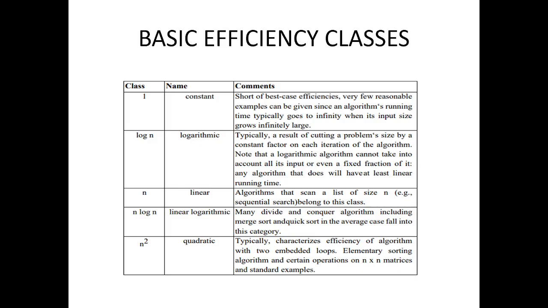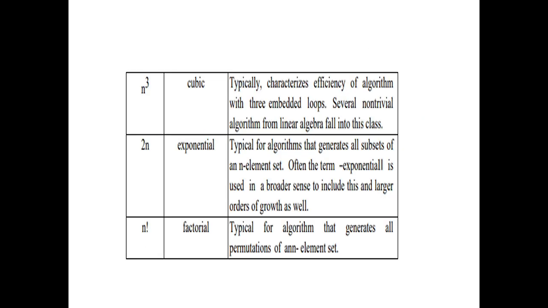N square, quadratic, is used when two embedded loops are present in the particular algorithm. N cube, cubic, characterizes the efficiency of an algorithm with three embedded loops. Two to the n, exponential, generates all possible subsets of an n element set, and factorial generates the permutations of an n element set. Thank you.